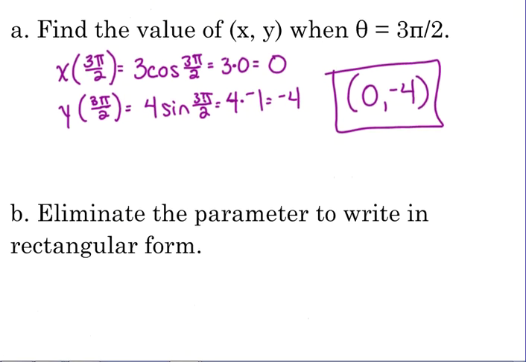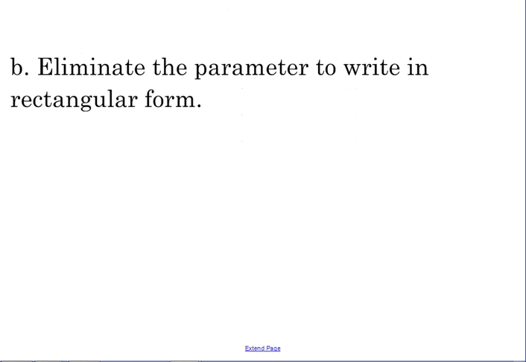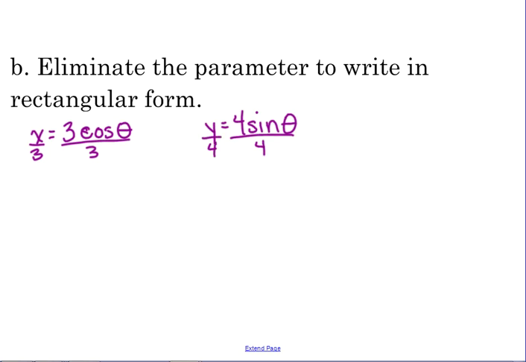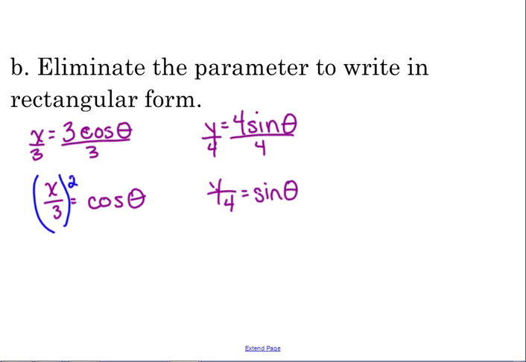All right, let's eliminate the parameter to write this one in rectangular form. So similar idea, we've got x is equal to 3 cosine theta, y is equal to 4 sine theta. When trig is involved, you want to isolate the trig function. So this time we're dividing because we were multiplying. Anytime trig is involved, after we isolate the trig, we go through and square everything.